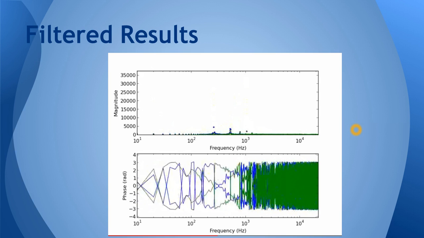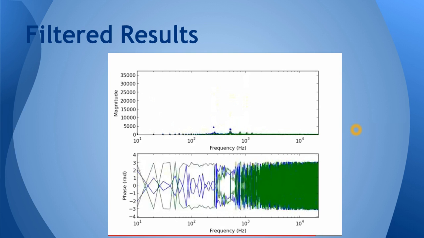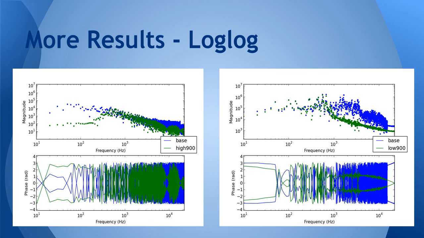Blue dots are the original file, and the green dots are the filtered one. We apply the high pass filter in this case. Here comes more results. The first graph shows the results when we applied the high pass filter, and the second graph represents the results for the low pass filter.